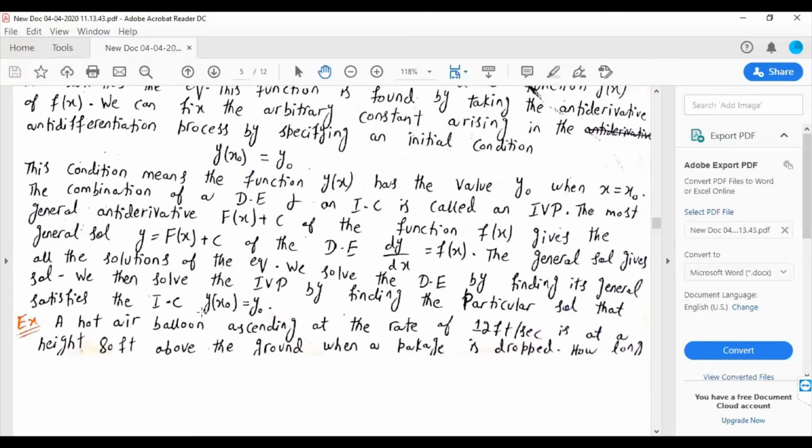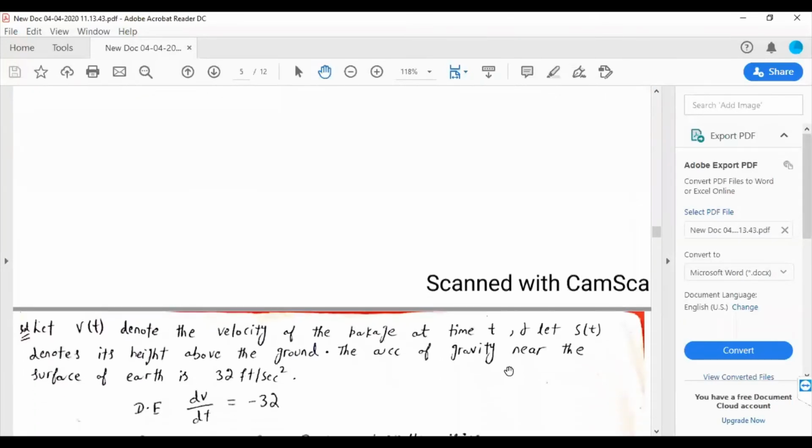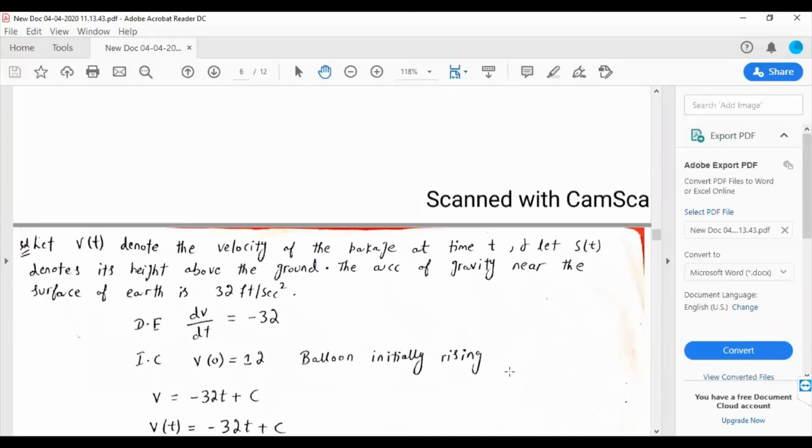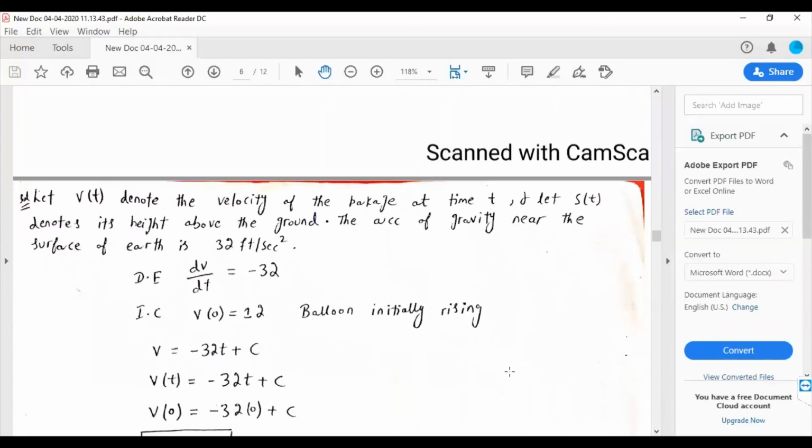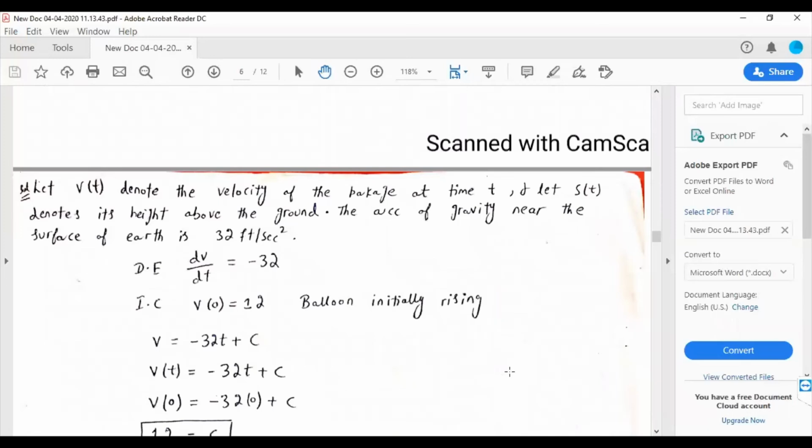Example: a hot air balloon ascending at a rate of 12 feet per second is at a height of 80 feet above the ground when a package is dropped. How long does it take the package to reach the ground? Now, v of t denotes the velocity of the package at time t, and let s of t denote its height above the ground. The acceleration of gravity near the surface of the earth is 32 feet per second squared.